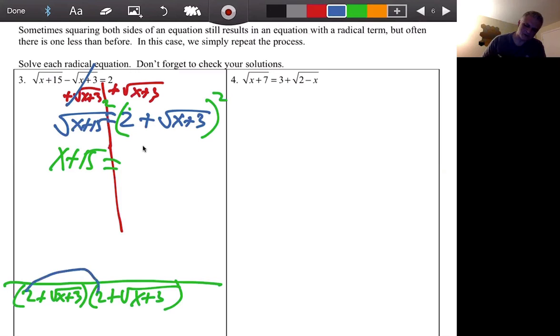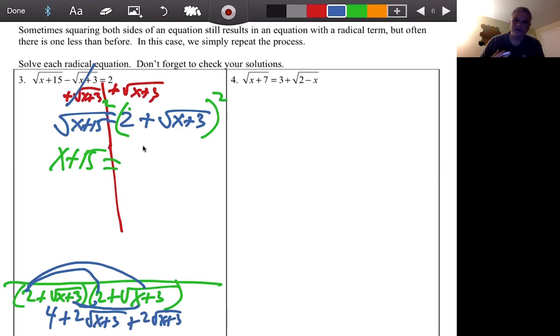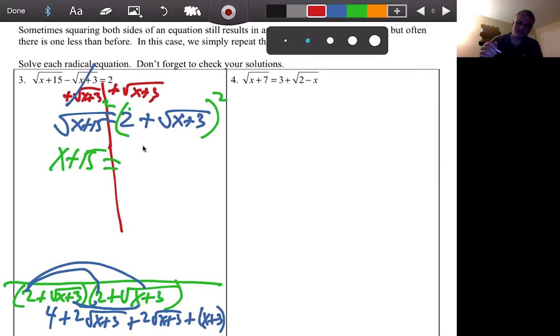First, 2 times 2 is 4. Outer, 2 root of x plus 3. Inner, it's another 2 root x plus 3. And then last, root x plus 3 times root x plus 3 is like squaring the square root, which means the square root's gone. So I've just got plus x plus 3. Well, that's not bad. Really, seriously, come on now.